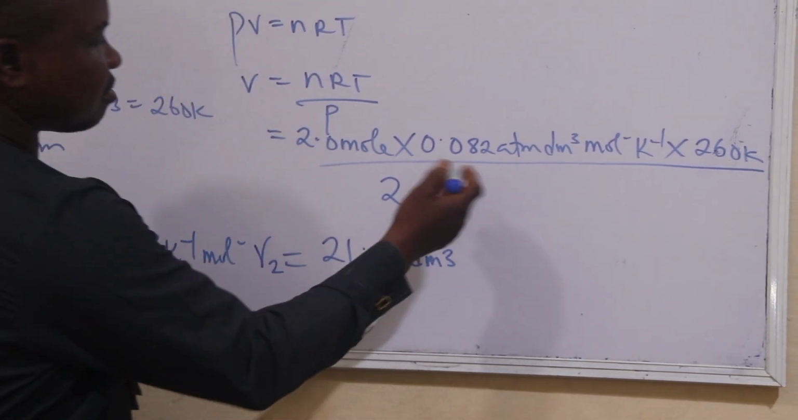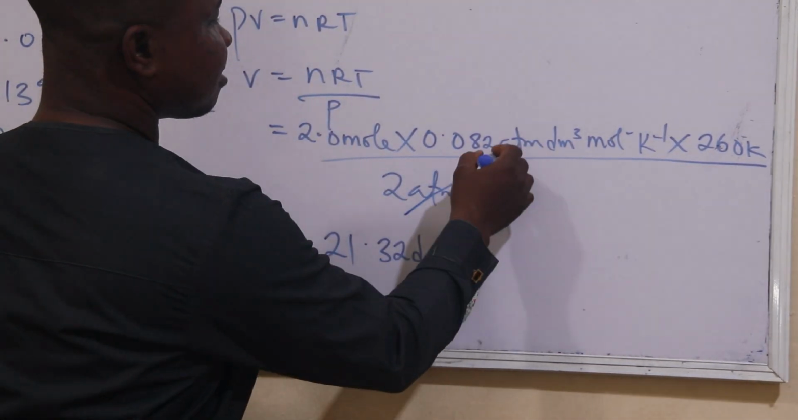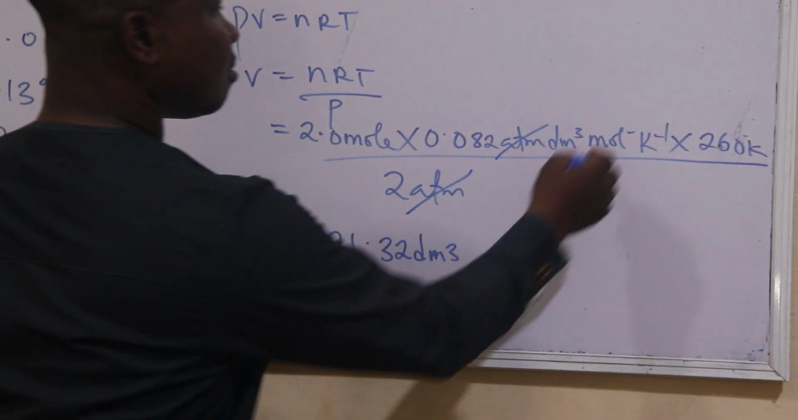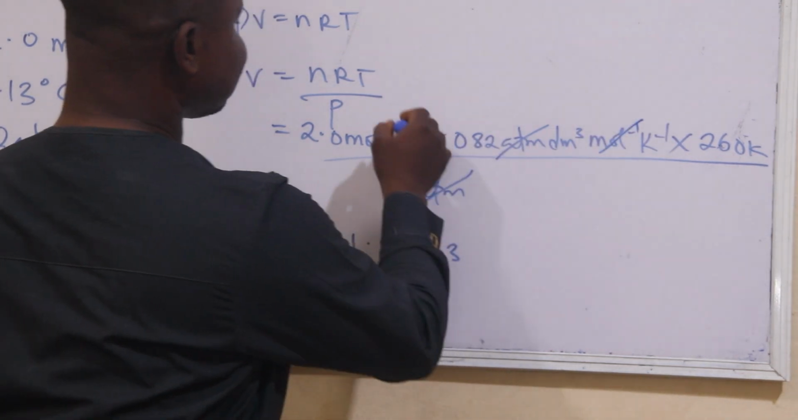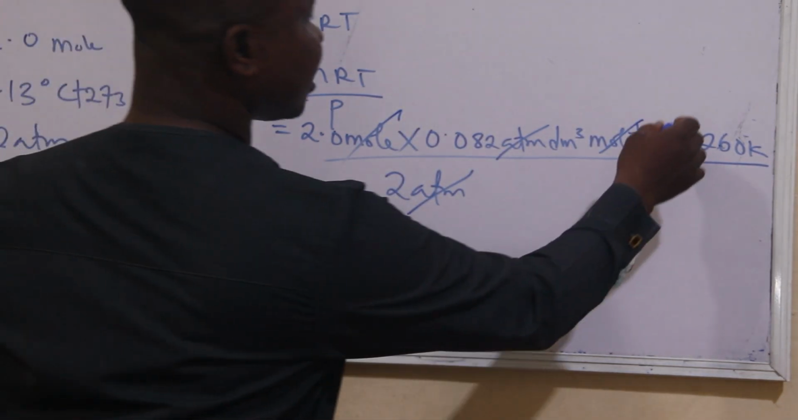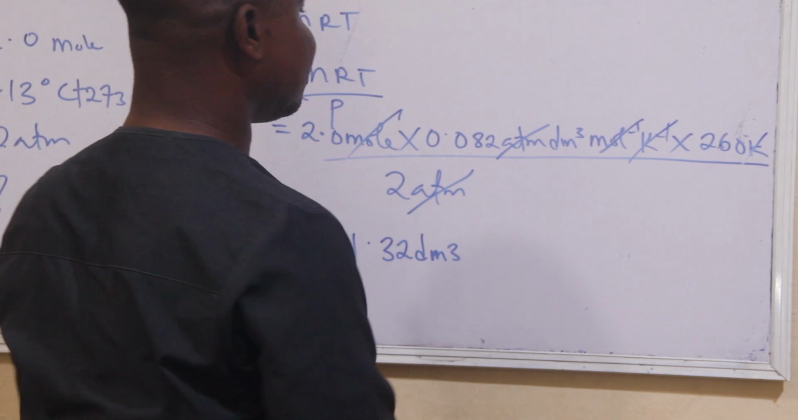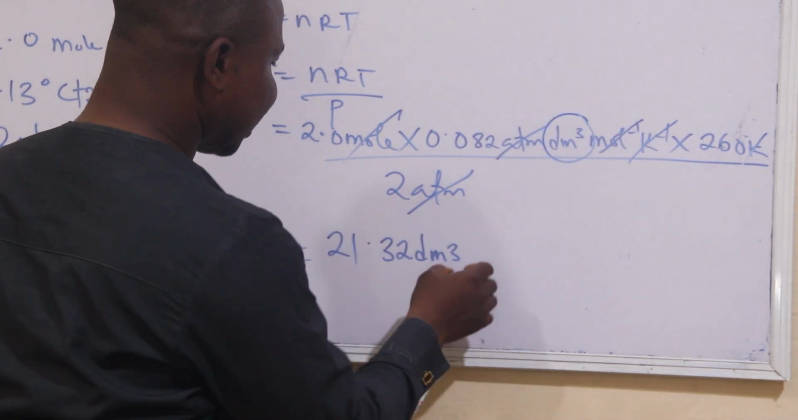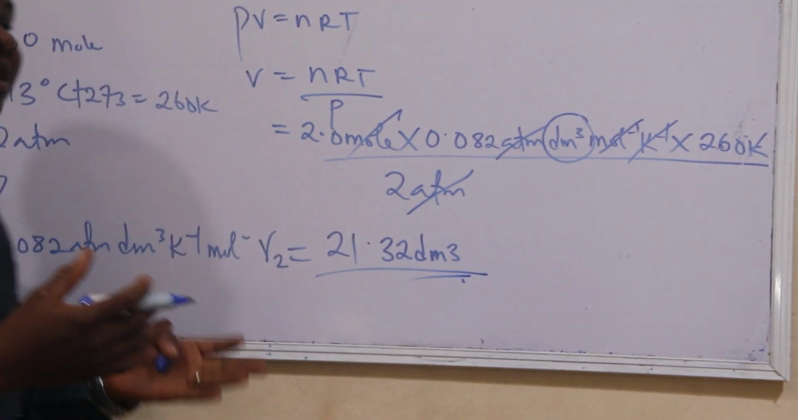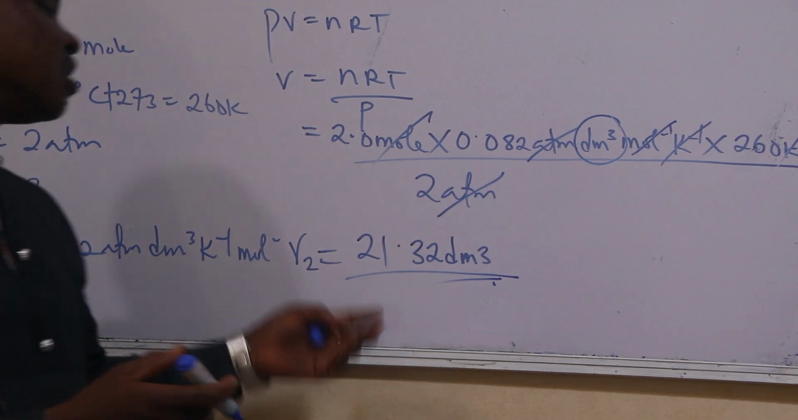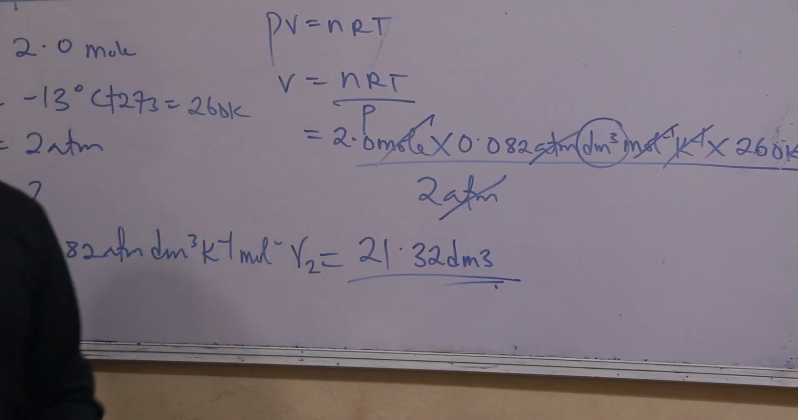Let me quickly cancel out the units. atm cancels atm, mole per mole cancels the mole, and Kelvin cancels Kelvin. So we only have dm³. That's our unit, and that's what the question says: that we calculate the value of V in dm³. Hope you are following.